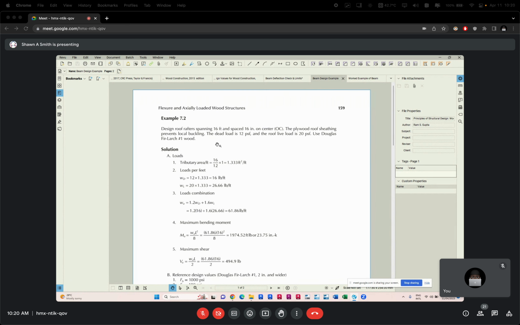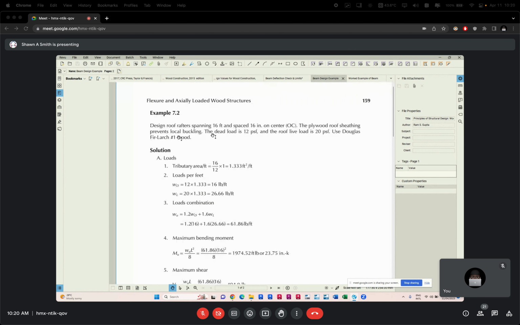Anyways, let's continue. So here we have a roof beam, a rafter, 16 feet long and spaced at 16 inches apart. It carries two loads really, the dead load and the roof live load. Give God thanks there's no snow. All right. The timber is Douglas fir larch.